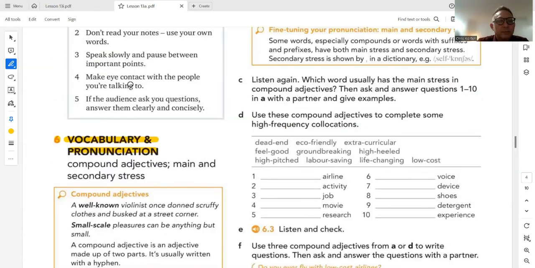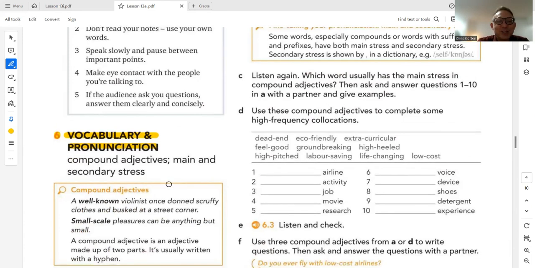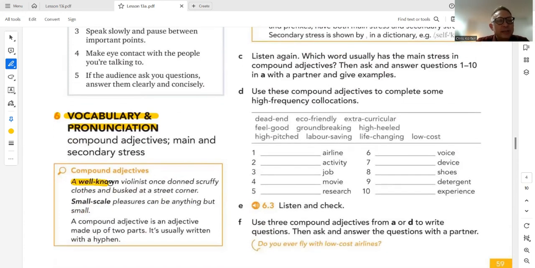All right. Now, vocabulary and pronunciation. This is really interesting and important, and it's called compound adjectives. And if there's one thing most learners of English don't do, it's put this little hyphen, or actually it's a dash, between the adjectives. So we have here a hyphen. Sorry, I said dash, but I mean hyphen. So well-known.